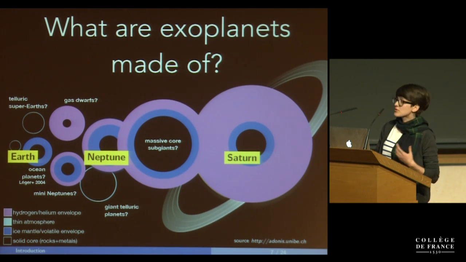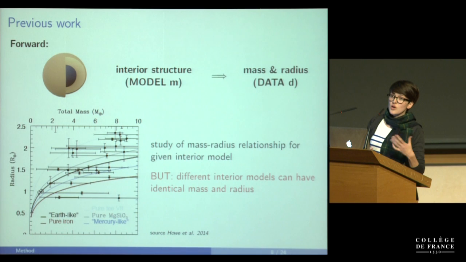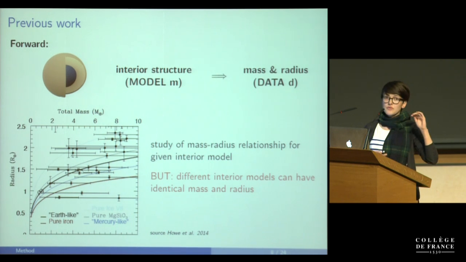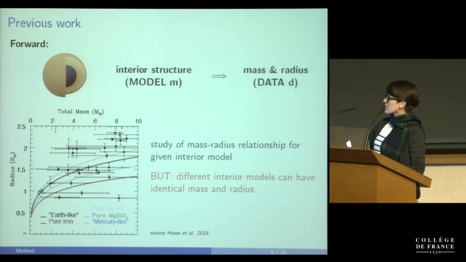So previous work to answer this question was done in the following way: they studied how a specific interior structure and composition scales with radius and mass. And to determine then an interior structure of an exoplanet, you can simply plot measured mass and radius and plot this against some specific mass radius curves of specific interior structures. But the weakness of this approach is that it doesn't account for the inherent degeneracy, the ambiguity there is that very different interior models can have identical mass and radius.